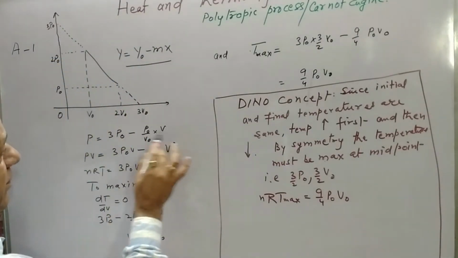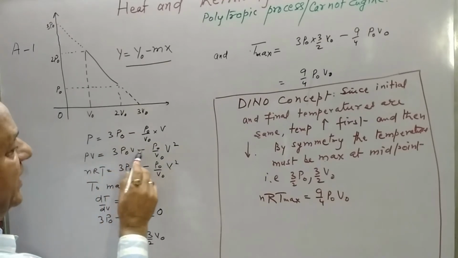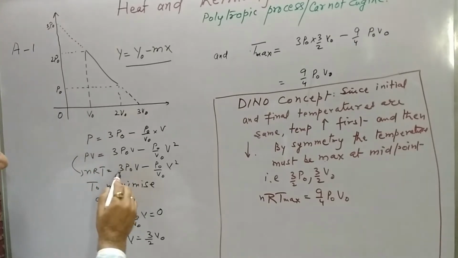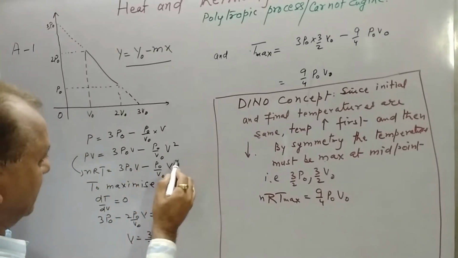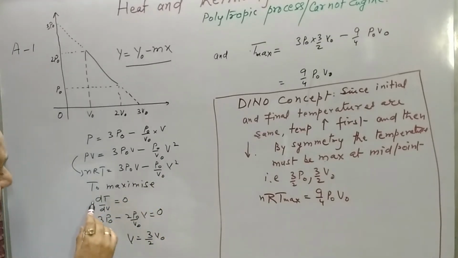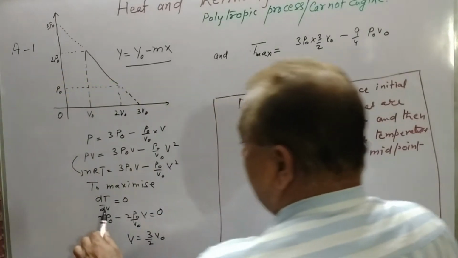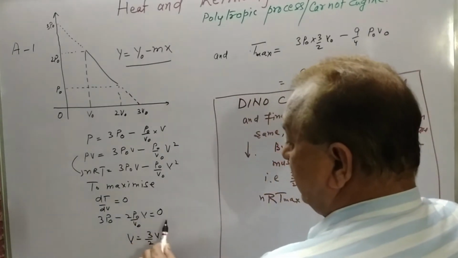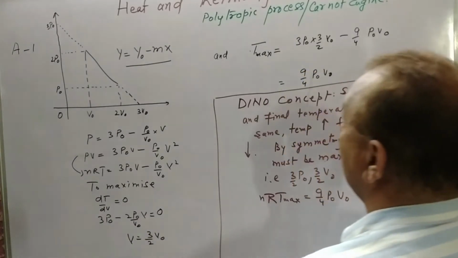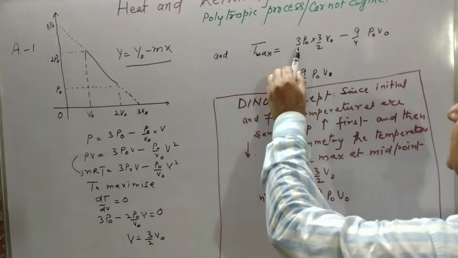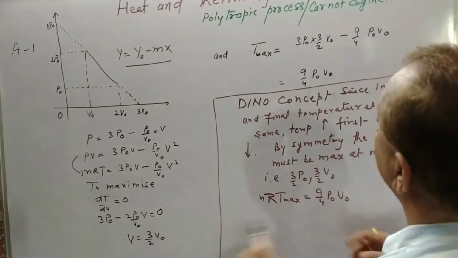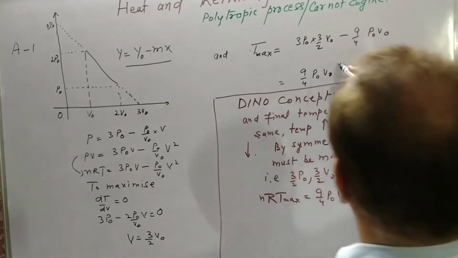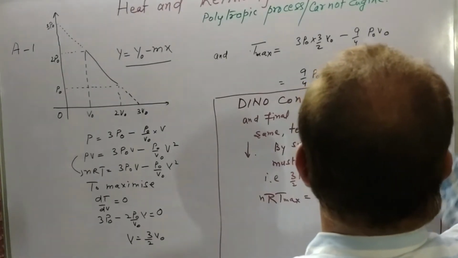Now P multiplied by V, PV = 3P0 V - (P0/V0) V². You can apply PV = nRT. To maximize, dT/dV should be equal to 0, which gives you 3P0 - (2P0/V0) V = 0, which gives V = 3/2 V0. P max comes out to be 3P0. Apply the values of this. This will be (9/2 - 9/4) P0 V0 divided by nR. So this is the answer.